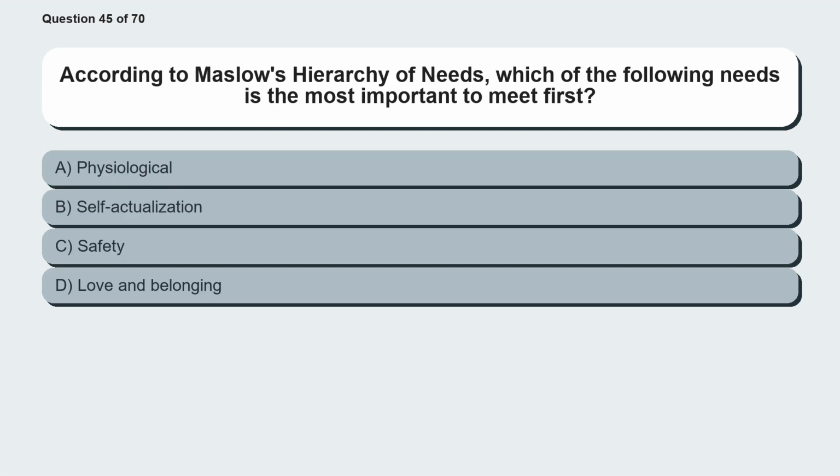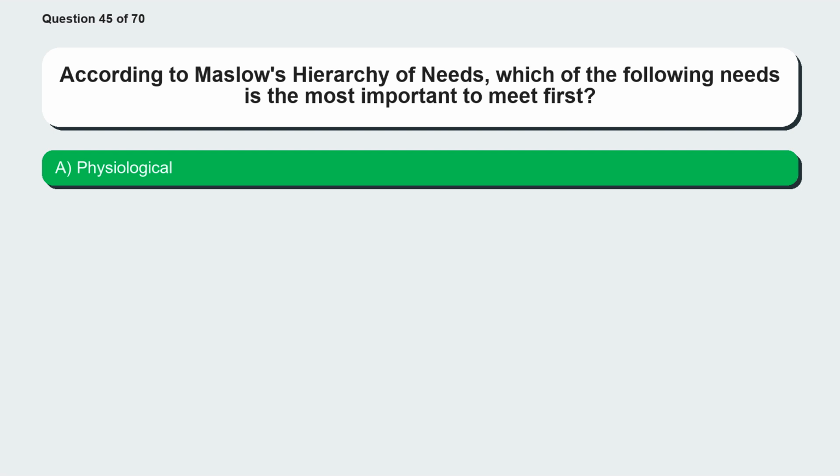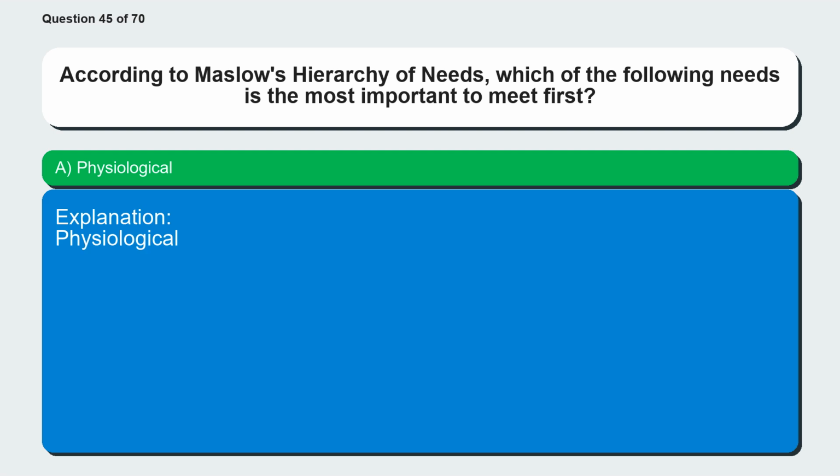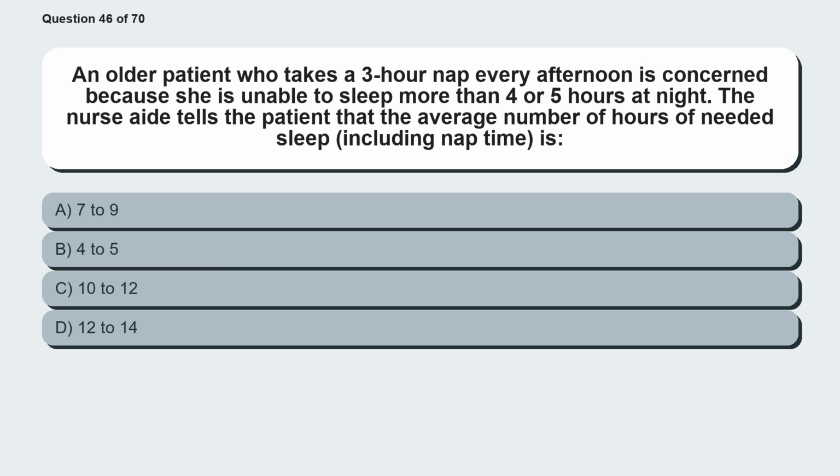Question 45. According to Maslow's hierarchy of needs, which of the following needs is the most important to meet first? Option A, physiological. Option B, self-actualization. Option C, safety. Option D, love and belonging. The correct answer is option A, physiological.